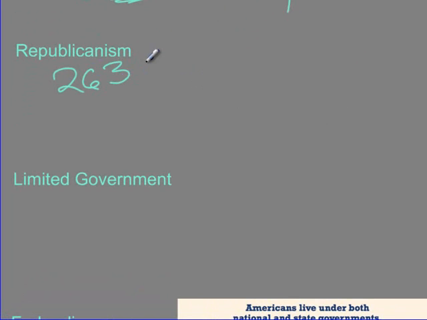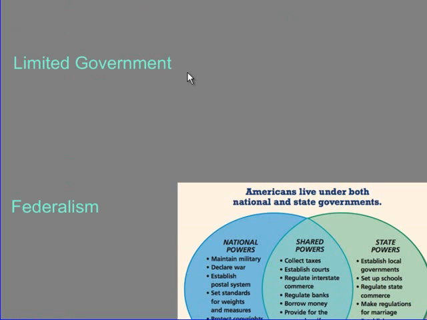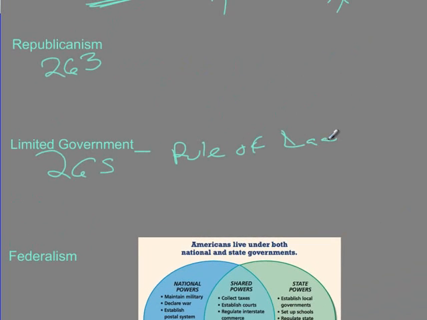So we build on top of that, and then we want to make sure that those people that we vote for, those representatives that are in the government, do not gain too much power and start acting like kings or queens or nobility. So we put in this idea of limited government, which is on page 265. Limited government is also known as rule of law, which means that no matter what, no matter who you are, you have to follow the rules.